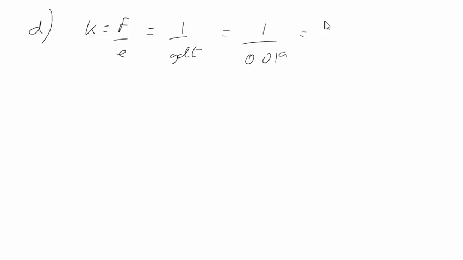We then need to find the spring constant K. This is part D. Well, K is basically force over extension, which is 1 over the gradient, which then is 1 over 0.019, coming out at 53 newtons meters to the minus 1.